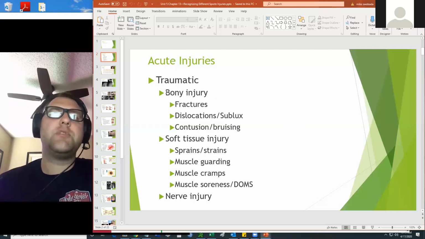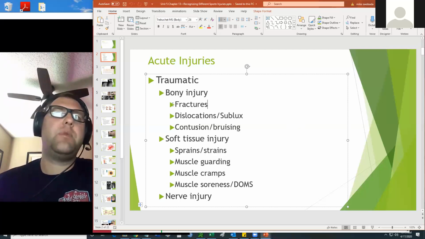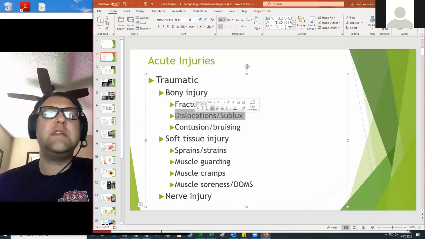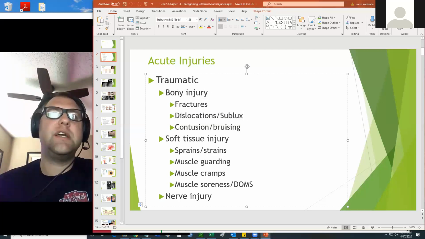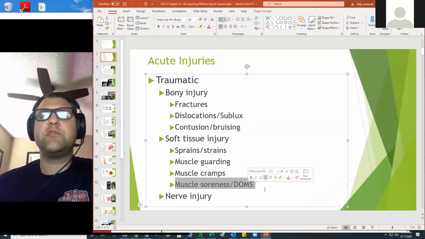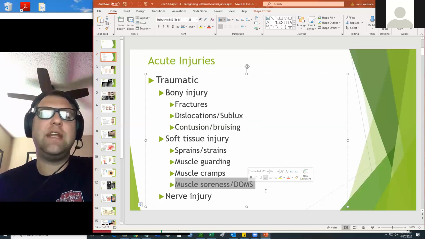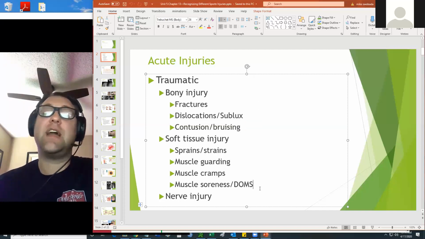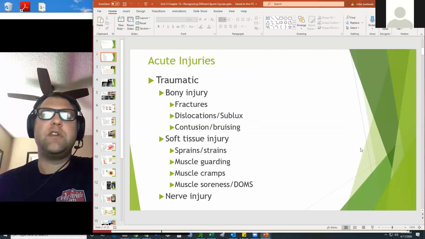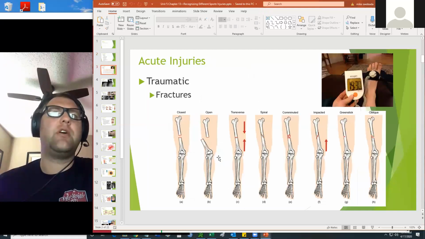So a couple that we're going to look at: bony injuries, most common is fractures. We'll see dislocations or a subluxation, contusions or bruising. If you have any sort of soft tissue injuries, those are the ones we're going to look at as well. Sprains and strains, muscle guarding, muscle cramps. You wouldn't normally think of muscle soreness as some sort of a traumatic injury, but it does kind of fit into that, seeing as though it is kind of micro trauma. And then nerve injuries, we'll kind of finish up with that.